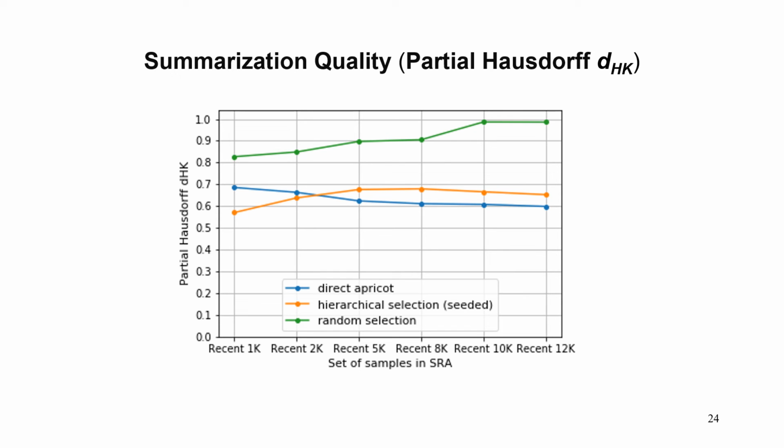Hierarchical selection achieves summarization quality close to direct apricot. Here is the DHK result of using the most recent samples. A low DHK value is desirable. Hierarchical selection initially performs better than direct apricot and then is modestly less accurate than direct apricot for larger full sets, but their DHK is fairly close. Our results of using early time and mid-time samples in the SRA are not shown here, but the conclusion is the same. Overall, the average percent increase in DHK of hierarchical selection versus direct apricot is 5.37%.